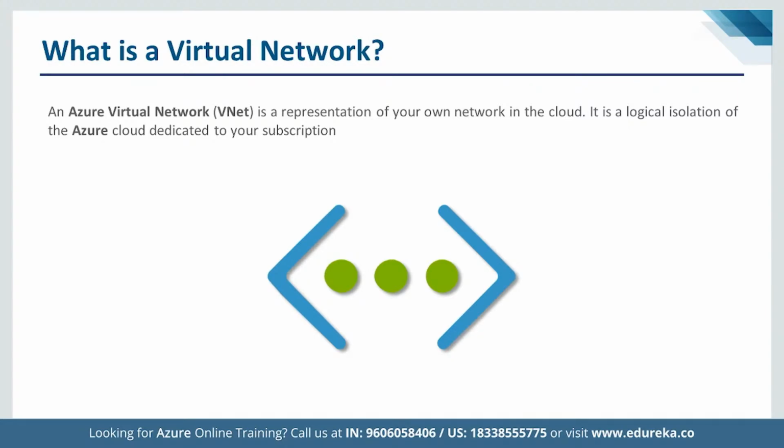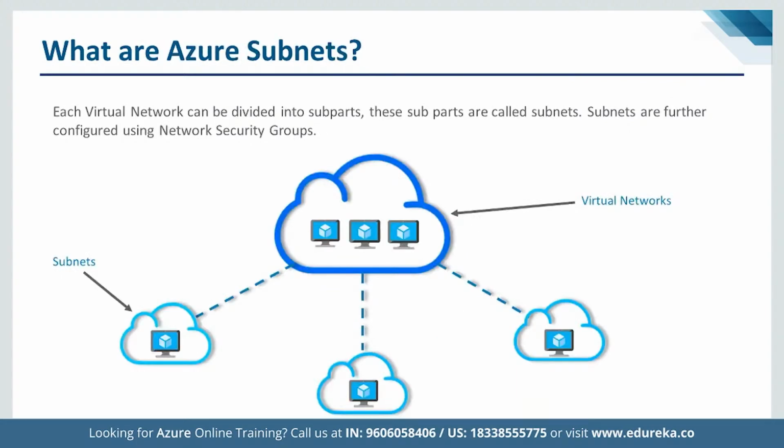Okay. Then what do we have? We have subnets. Each virtual network can be divided into subparts as well. So we have Azure subnets. Each virtual network can be divided into subparts, and these are nothing but the subnets. And subnets are further configured using network security groups.